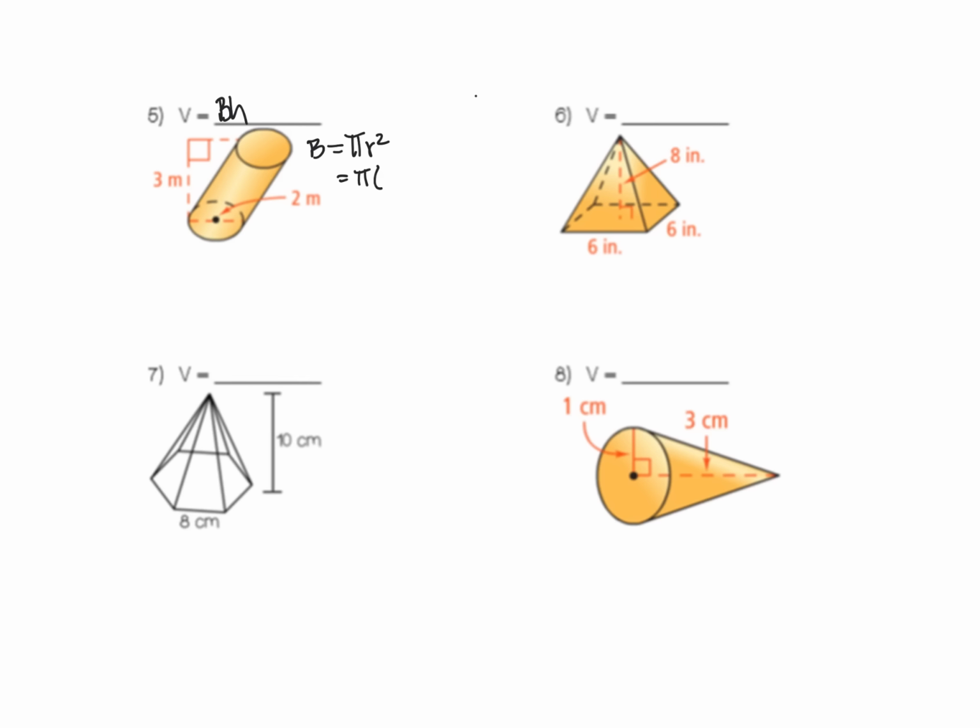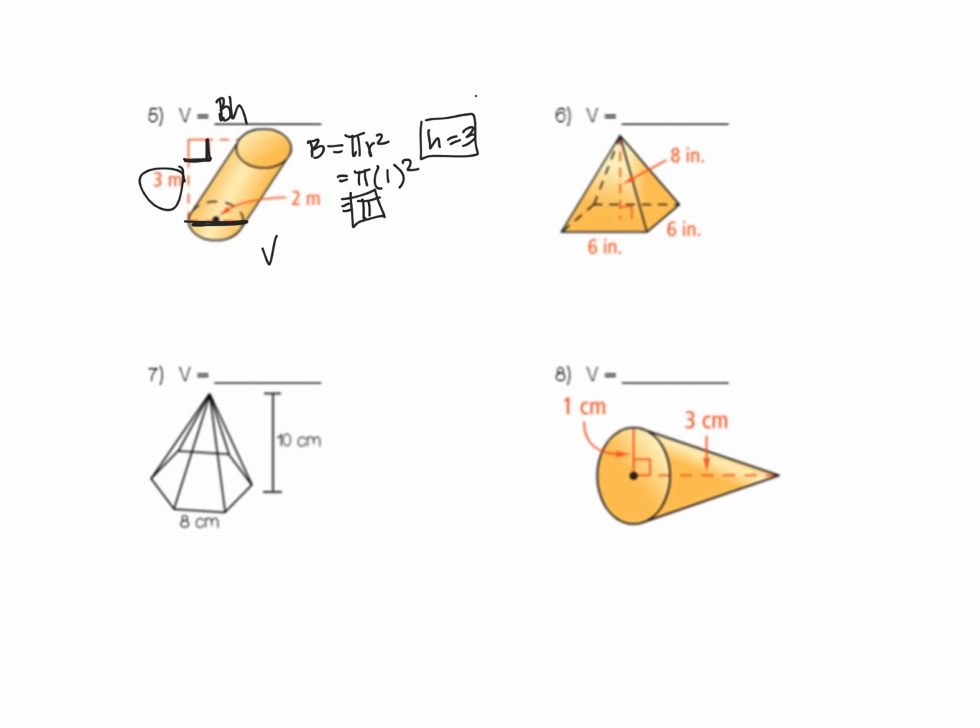Now the 2 right here, this is showing you that the diameter is 2, so our radius would be 1. And 1 squared is 1, pi times 1 is just pi. So if you want to use 3.14, that's fine. I'm just going to leave it as the pi symbol. The height right here, keep in mind, height has to be perpendicular to the base. So even though this 3 is sort of drawn off to the side, it's the number I need because it's perpendicular. So our height is 3.